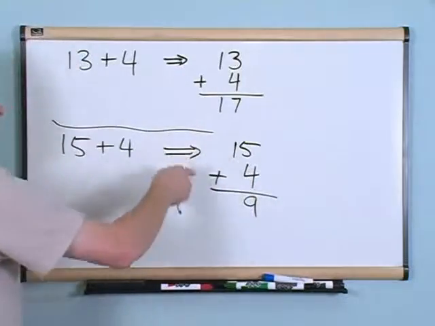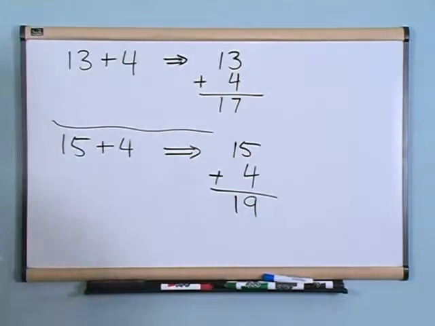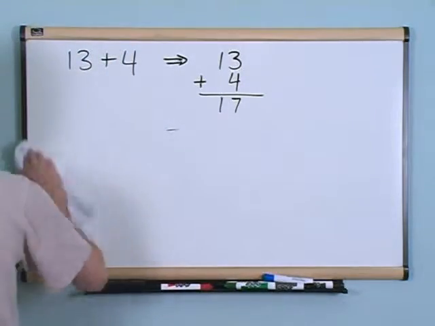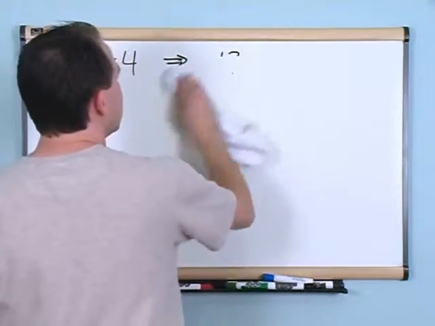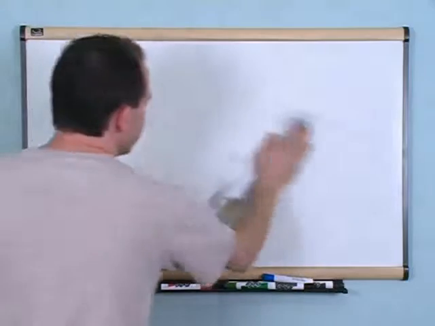Now you move left. 1 plus 0 just gives you 1. So the answer there is 19. Okay? So you see it's not too bad. You just start on the right and work your way left. And just add the columns up as you go. And addition just really becomes very easy at that point.